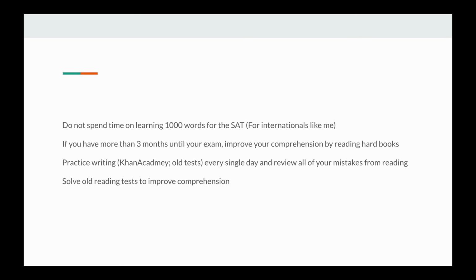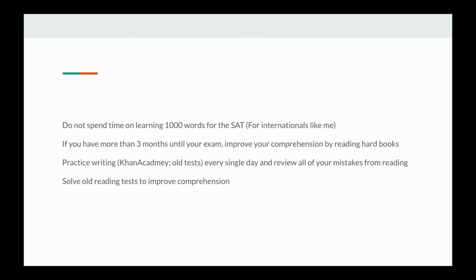And at first, it will be very, very hard for you. But if you keep on doing it consistently every single day for 3, 4 months, you'll notice that your comprehension skills improve dramatically. So do not spend time on learning 1000 words for the SAT. Because even if you learn 1000 words for the SAT, there will always be 1 or 2 questions in which there are going to be words that probably Shakespeare has never even heard before.